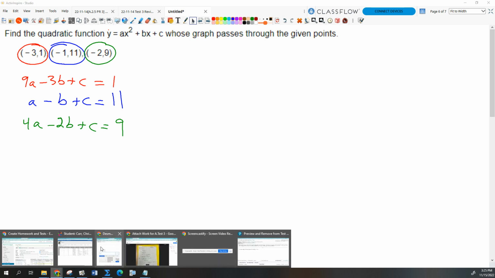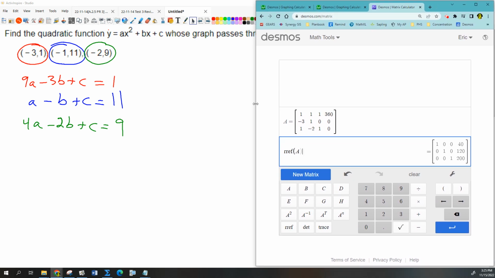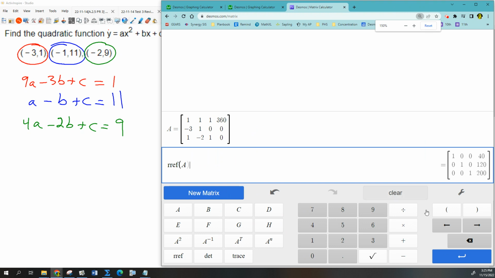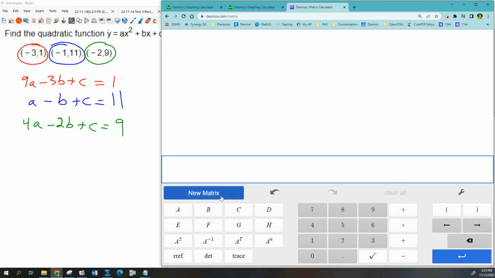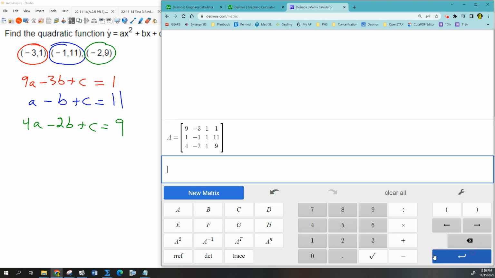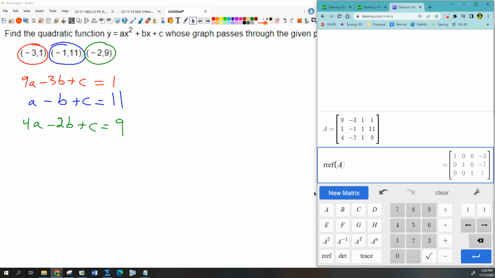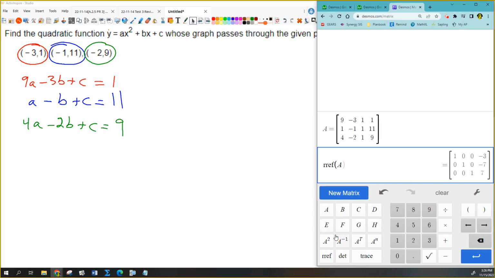Oh, don't give up. Okay, let's clear these guys. So new matrix, 3 by 4. Everybody agree I'm getting 9, -3, 1, 1, 1, -1, 1, 11, 9. Okay, good. Hit enter. There's my matrix. RREF of A gives us that. Aha. Okay.